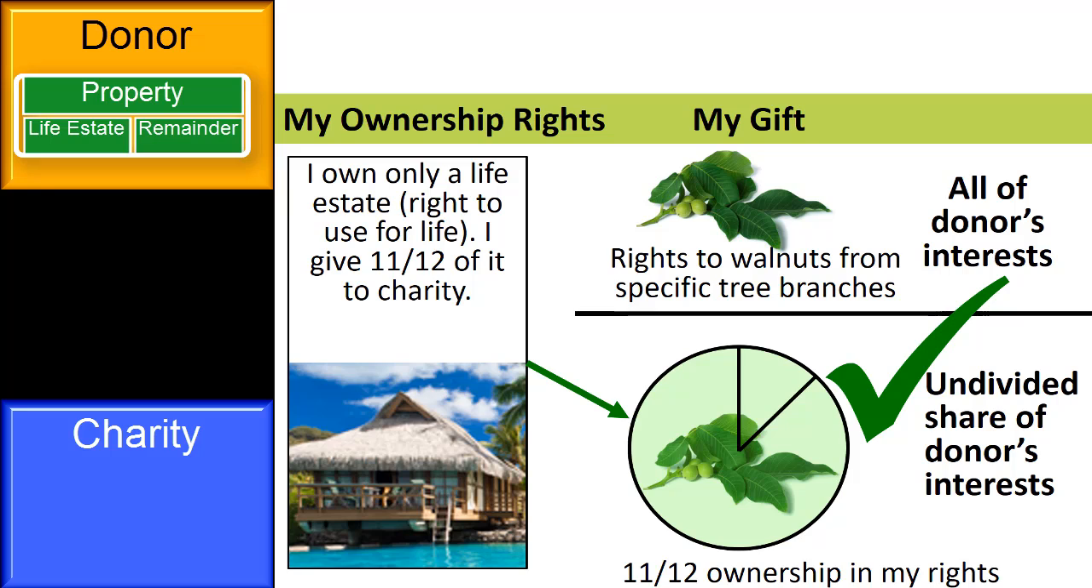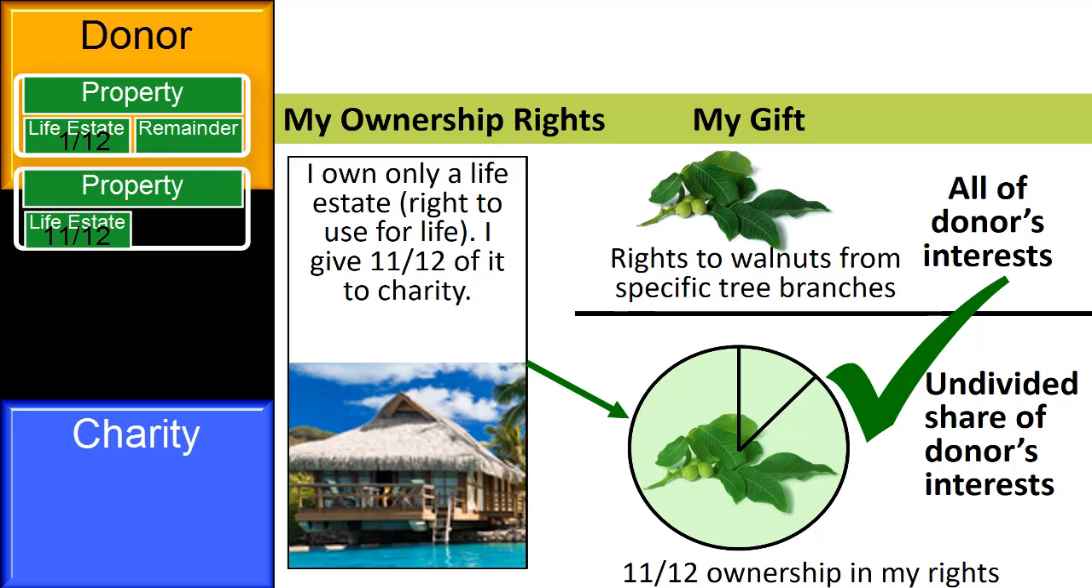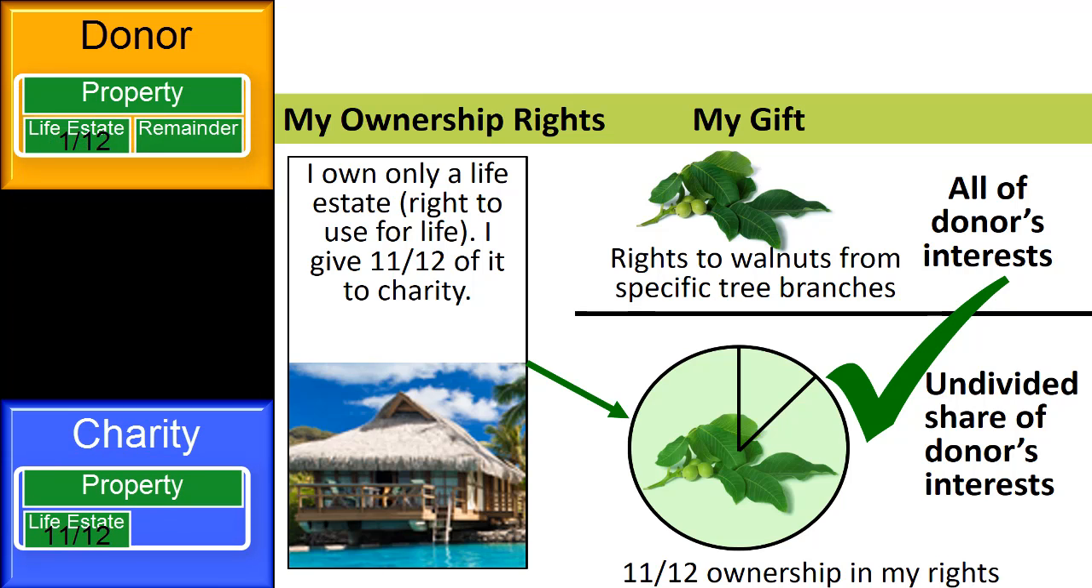Note that if the donor had given an 11/12 interest in a life estate to the charity before giving the remainder interest, this would not have been a deductible gift. In that case, the donor would have been retaining a different type of right, the remainder interest, than the type of right given to the charity, the life estate.